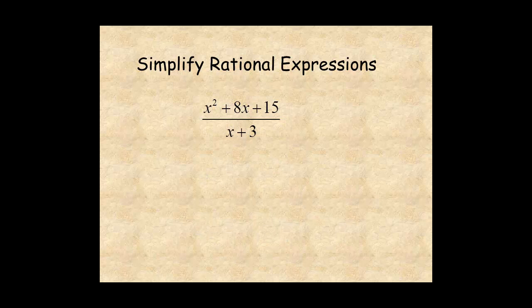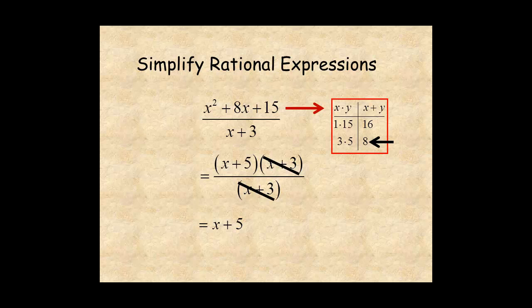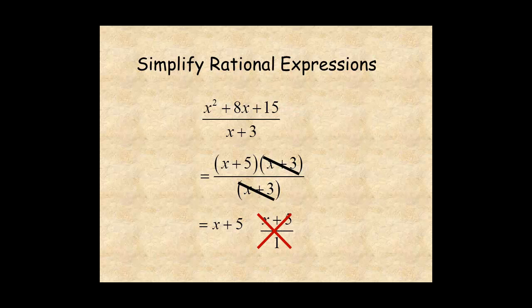For this example, factor the numerator, cancel the common factor of x plus 3, and the result is x plus 5. For the numerator, look for factors of 15 that add to 8. Notice, you don't write the answer as x plus 5 over 1. And the excluded value is negative 3.